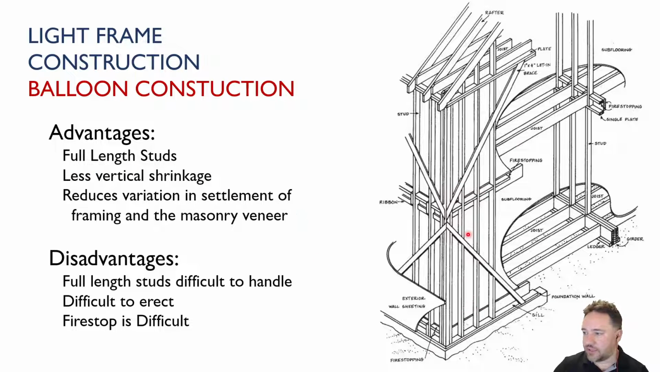So now you can use longer studs, which can be convenient, but they could also be difficult to handle. It's more difficult to erect because now you have to erect a 2-story high wall every time you do a wall, but it reduces settlement. And that means if you have a masonry veneer on the outside, which is also very common in Canadian homes, you don't have to accommodate as much movement in that veneer on the outside, which is nice. And it's harder to do the fire stop.